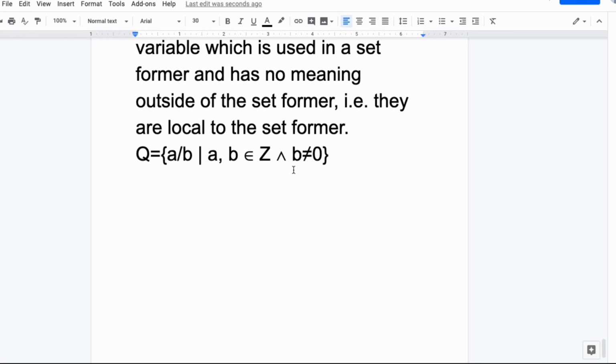So that's the way you should write all the sets in your notes, the proper way to do that. So Q equals the pair of braces, A over B, or you can say A over B, then a vertical bar, such that A, B belongs to Z, and B is not equal to zero. So this set is the set of all rational numbers.